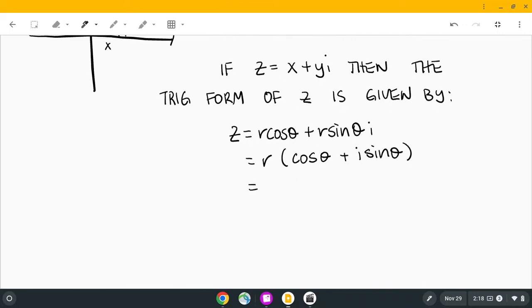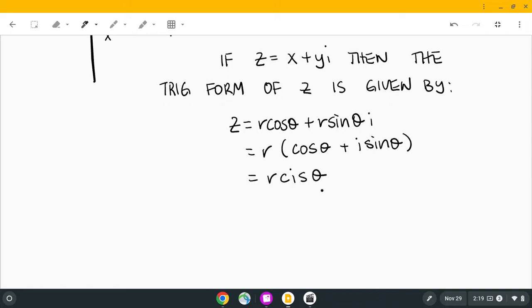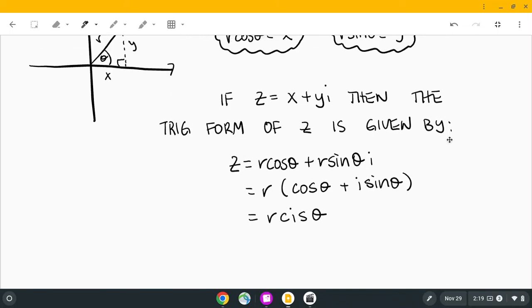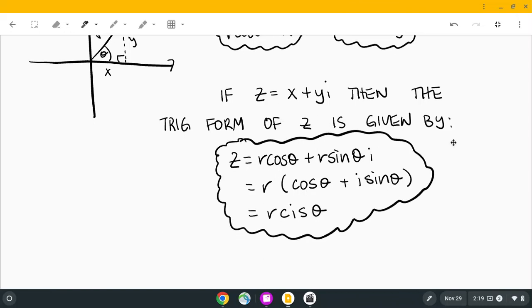Your book also uses a third way of writing it, which is completely new to me over the 27 years of teaching this. They use C for cosine, i for the imaginary, and S for sine, and they just write it like this. So just be aware of that if you see it in the homework. So this is your trig form of a complex number, and we'll look at some examples.